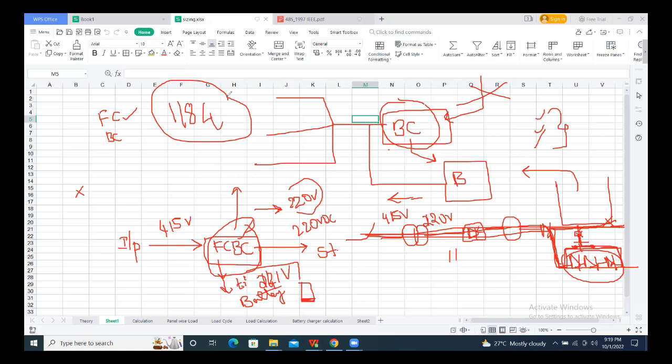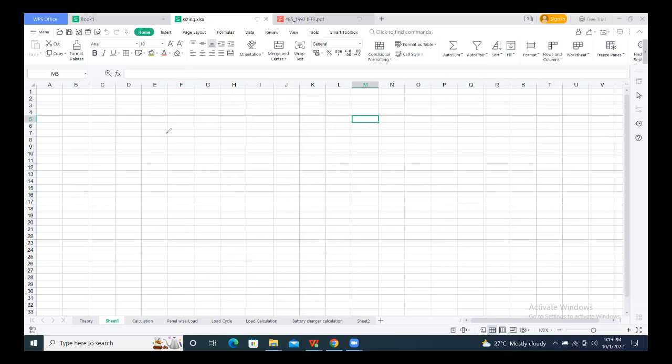If you are done with the cell selection, then you have to do the sizing of the battery. Before starting the battery sizing, we have to do the load classification: continuous loads, momentary loads, and non-continuous loads. When you are done with the load classification, the next step is the preparation of a duty cycle. Preparation of a duty cycle is very important in the battery bank.